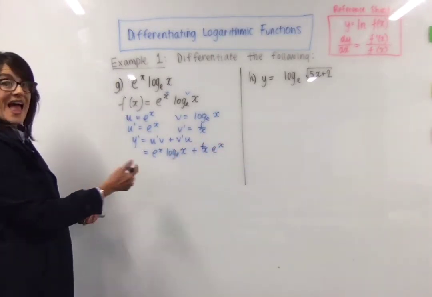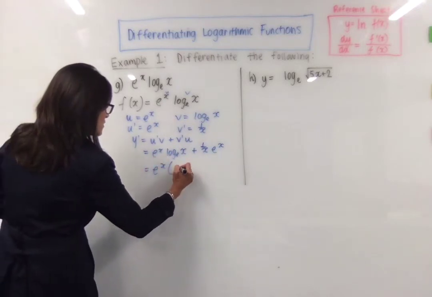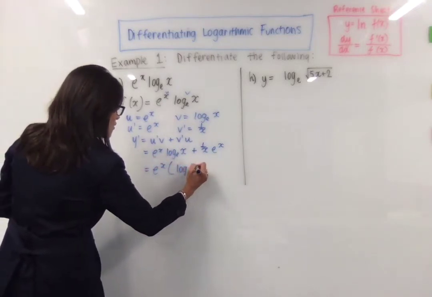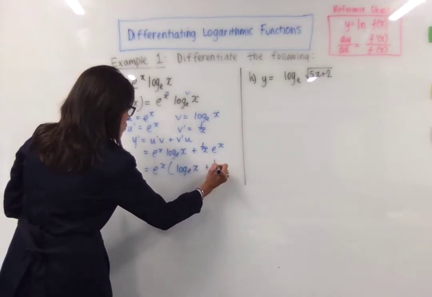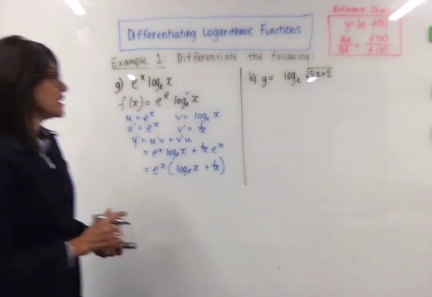Okay, we could take out our common factor here, which is e to the x, and then we'd have in brackets log of x plus 1 on x. And that's our final result for that question here.